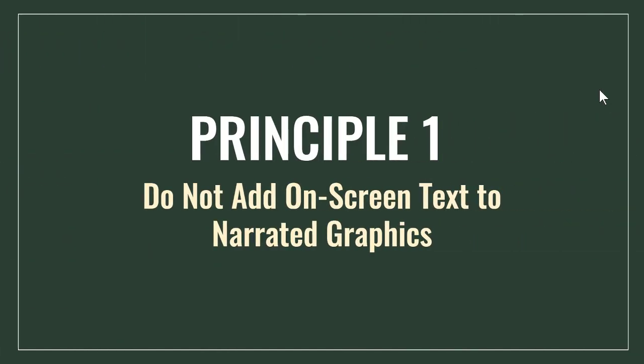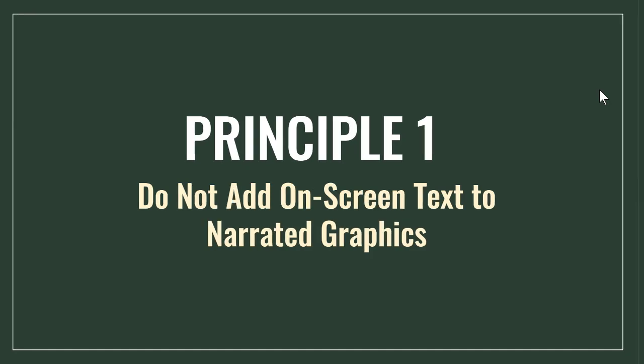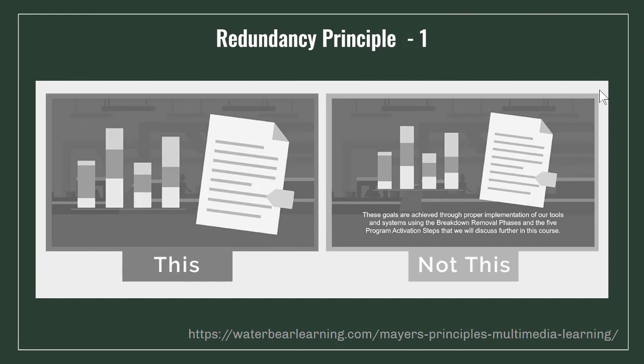The first part of the redundancy principle is that we should not add on-screen text to narrated graphics. In the image on the screen, you see a bar graph and narration notes with the words "this" below. On the right side, there is a bar graph, narration notes, and on-screen text to duplicate the narration notes. At the bottom of the right side, there are the words, "not this." When there is narration or voiceover, use only graphics on the screen, with possible addition of a few key terms for reinforcement. Don't use graphics and narration simultaneously with full text.